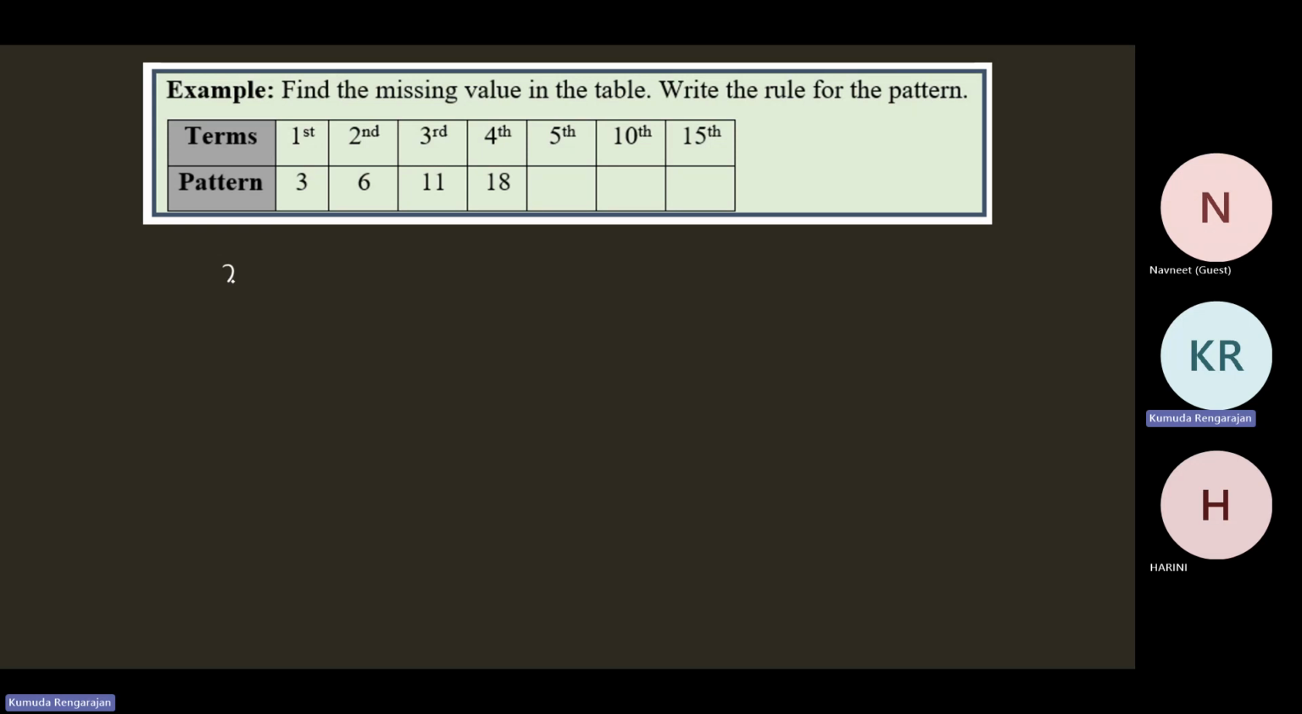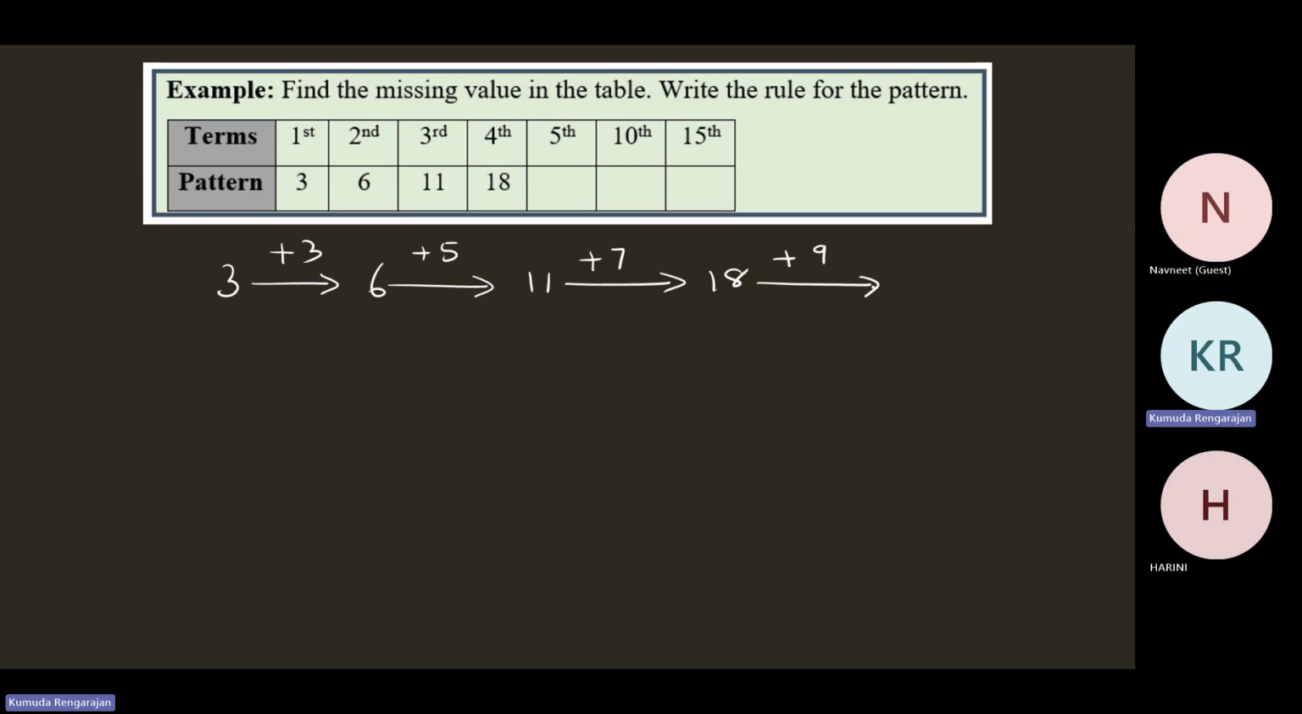So now here 3 becomes 6. That means plus 3. 3 plus 3 is 6. And 6 becomes 11. 6 plus 5 is 11. 11 becomes 18. 11 plus 7 is 18. So what do we observe? 3, 5, 7. It is increasing in odd numbers starting from 3. Correct. So the next one will be, plus 3, plus 5, plus 7, so the next one will be plus 9, right?